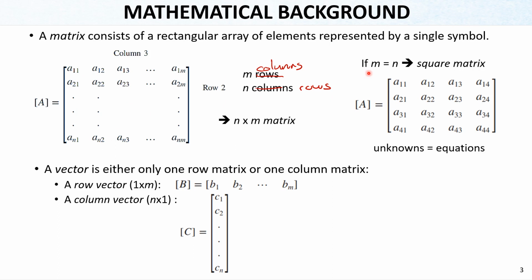If m is equivalent to n, we have a square matrix. You can see here an equivalent number of rows and columns, and this is also called an n times m matrix. And a vector is either only one row or one column matrix. A row vector is only one row with multiple columns. A column vector is multiple rows, one column. We can define this row vector as 1 times m and column vector as n times 1.